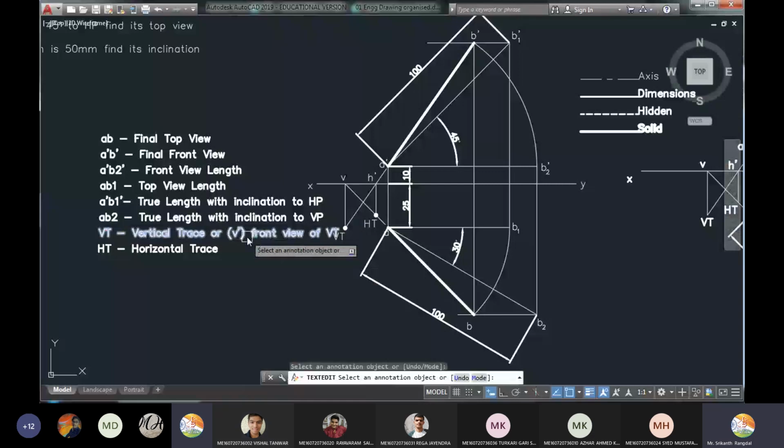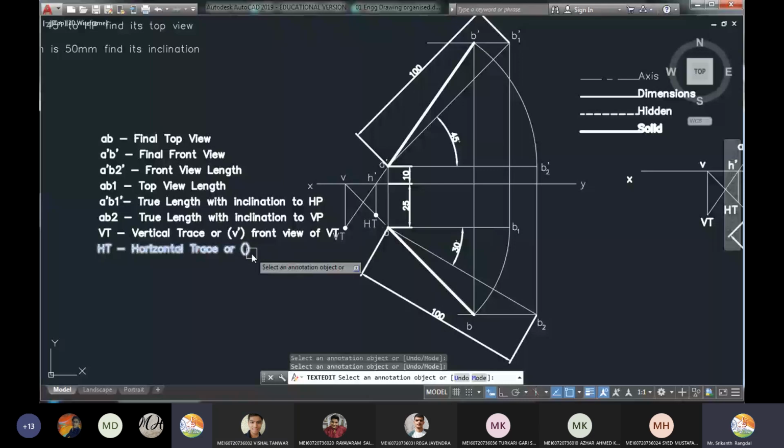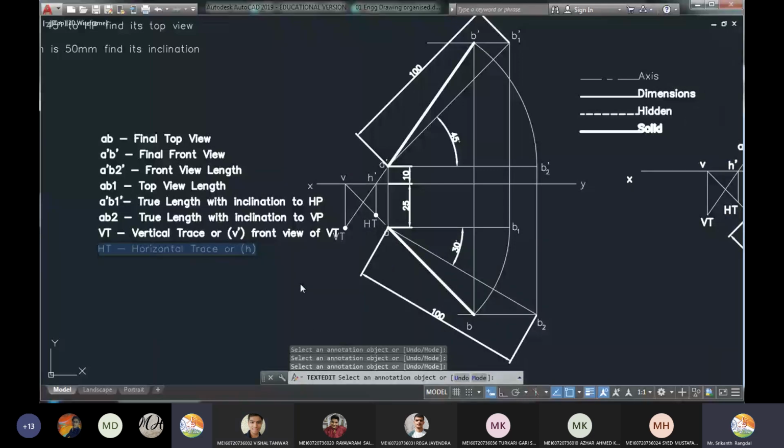Yes, sir. And here? Small h dash. No, h dash is here. Oh, sorry. This is small h, the top. So H has to be here. Okay. So these things confuse a lot when you're watching it for the first time. Top view of H.